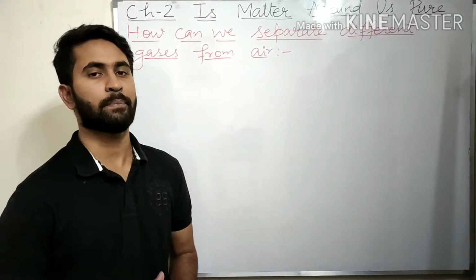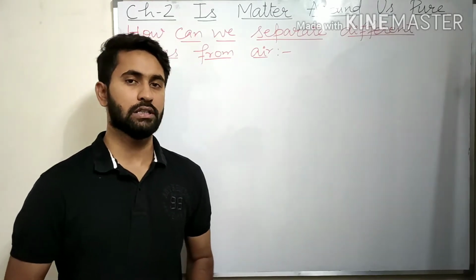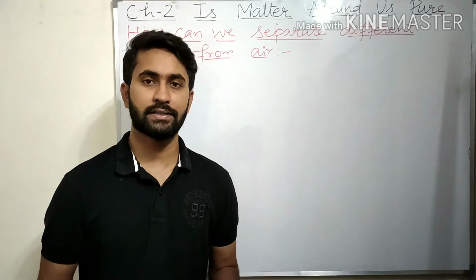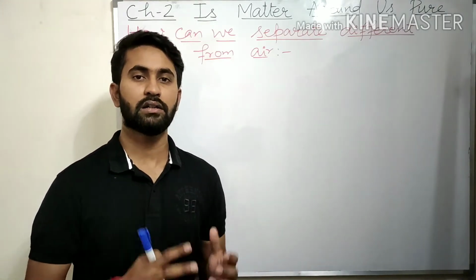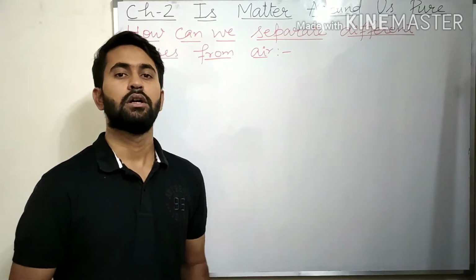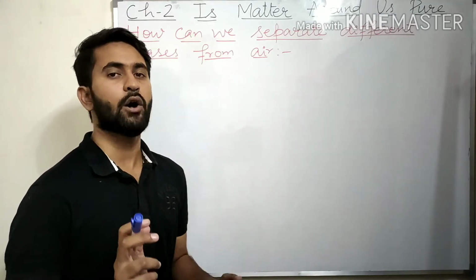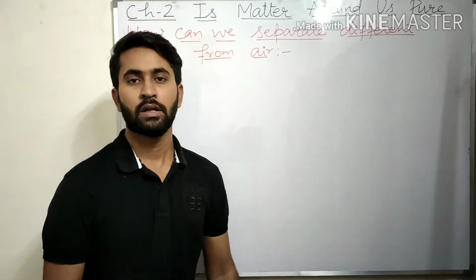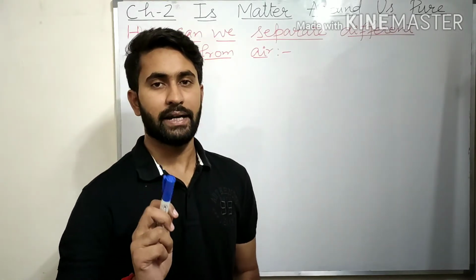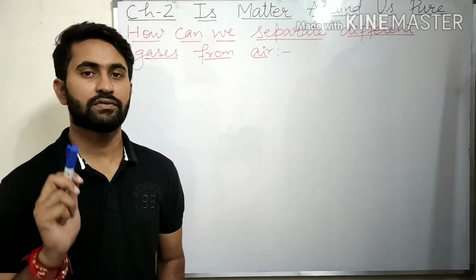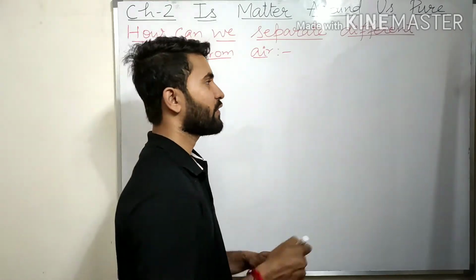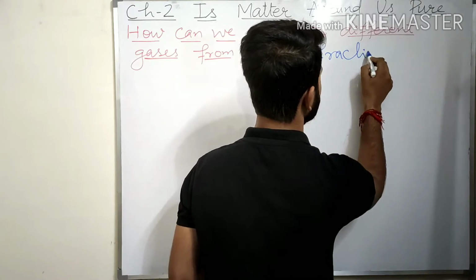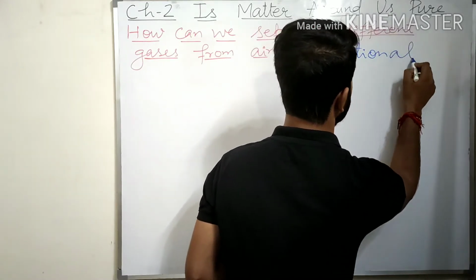We are reading chapter number 2, Is Matter Around Us Pure. We are learning the different separation techniques that are used to separate the different kinds of mixture. Today we will learn how we can separate different gases from air. We can separate the different gases from air by fractional distillation.